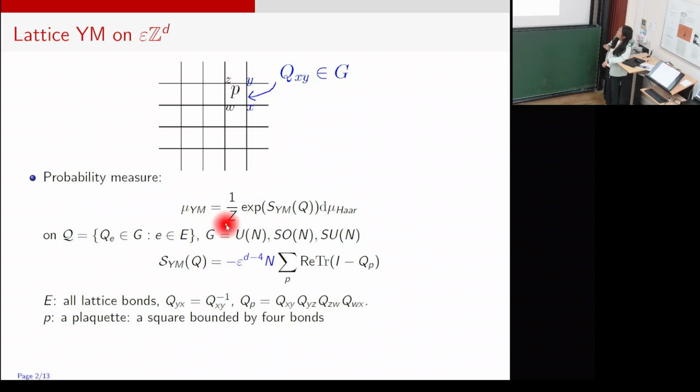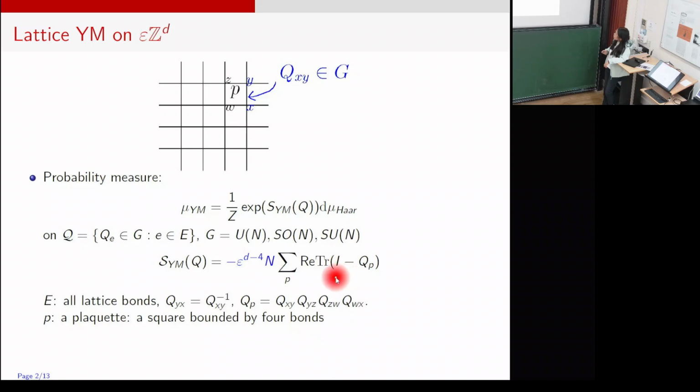So this is our lattice model, and here we have this coupling constant, but we can also add another coupling constant beta. Here we just choose beta equal to 1 for simplicity. And as I just mentioned, if we change the orientation of the bond from xy to yx, q_yx just equals the inverse of q_xy.